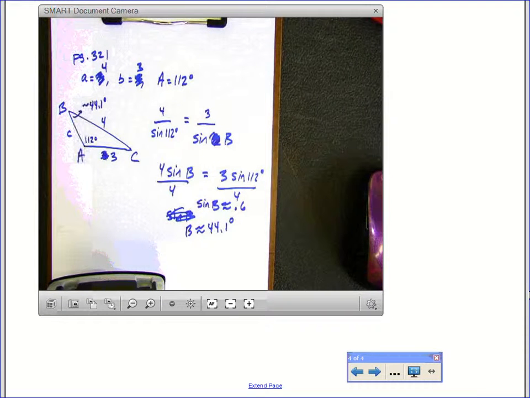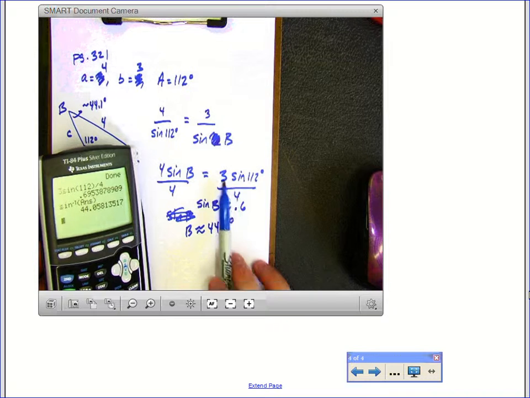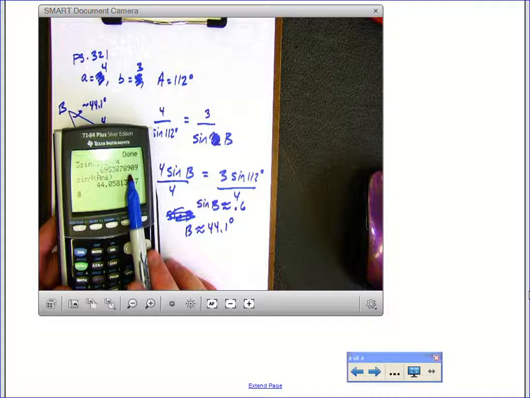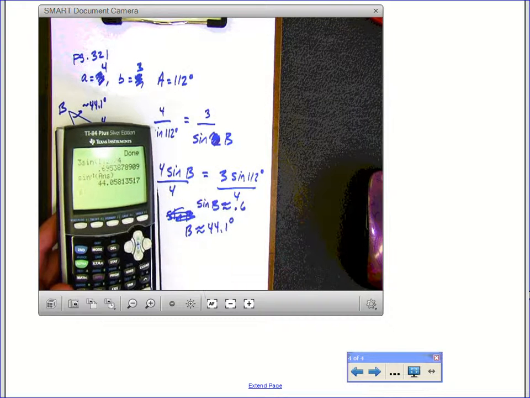No, you didn't divide it by 4. 3 sine 112 divided by 4. All right, you get 0.6 something. All right, and now do inverse of that, inverse sine.